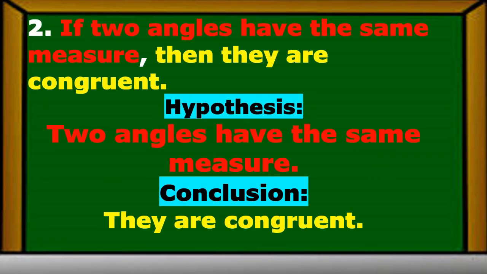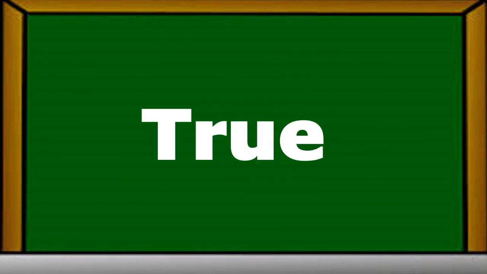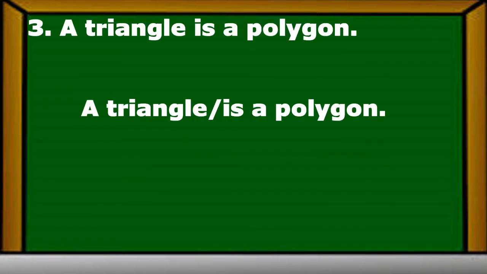Let us have another example. If two angles have the same measure, then they are congruent. The hypothesis is two angles have the same measure, while the conclusion is they are congruent. The hypothesis is true, while the conclusion is also true. Therefore, the truth value for this conditional is also true.